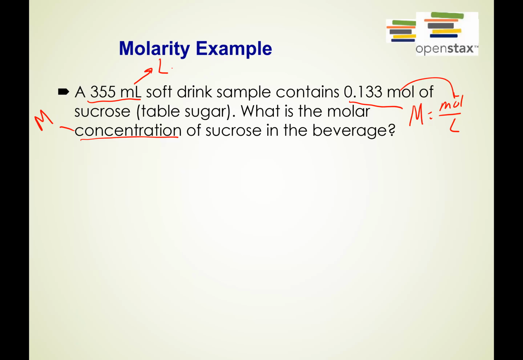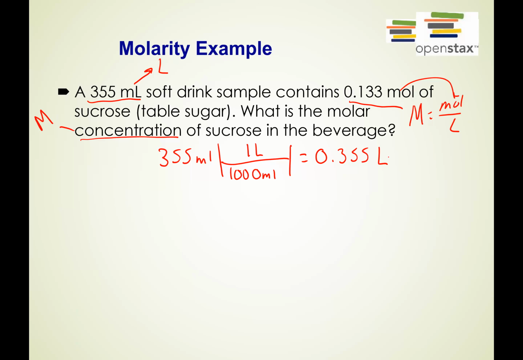Liters. A lot of times with molarity, they don't give you moles and liters. They might give you grams and milliliters. We just have to convert to the thing that they're asking for, molarity. To go from milliliters to liters, we have to remember our metric conversion. There's 1,000 milliliters in 1 liter, and that will get us to our liters, which is 0.355 liters.